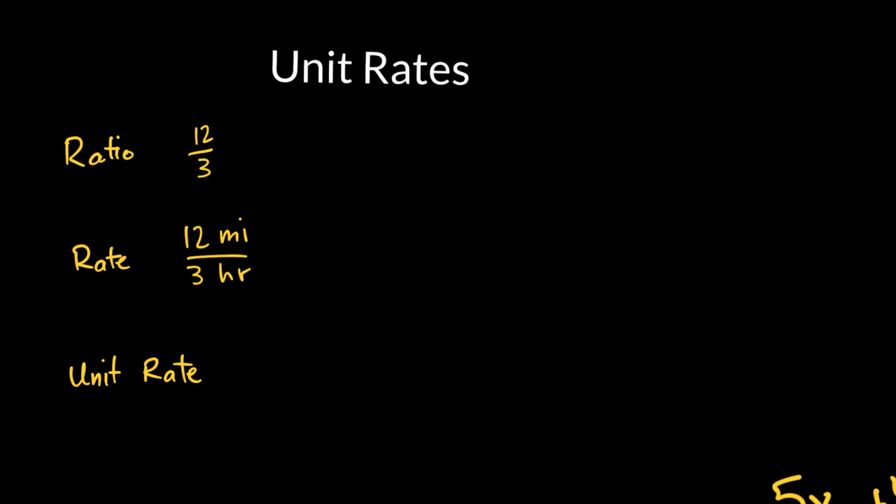And a unit rate is a rate where the denominator is a 1. So if I have the 12 miles in 3 hours, I need to turn this into a rate where the denominator is 1 hour. The only way to do that is to divide by 3, because 3 divided by 3 is 1, which means I have to divide this by 3 also, and 12 divided by 3 is 4. So that would be 4 miles in 1 hour. So that is the unit rate.